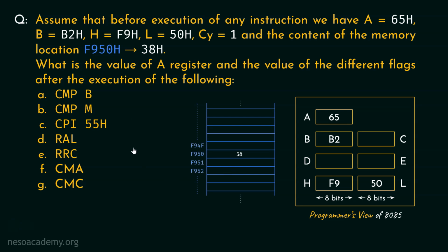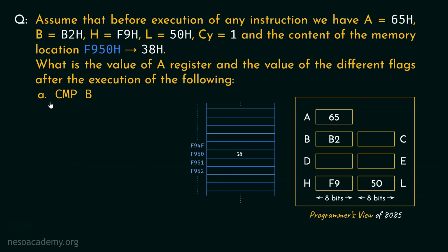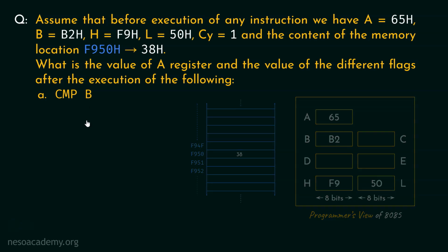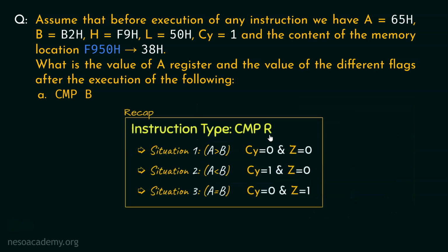Now let's proceed ahead and execute this instruction CMP B. Now if you remember, the instruction CMP B falls under the instruction type CMP R. Now what does this instruction do? Using the instruction of this type, we generally compare the value within the accumulator register and the value which will be specified by this R.